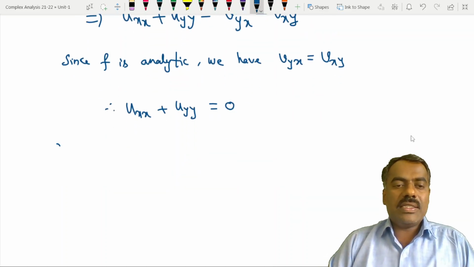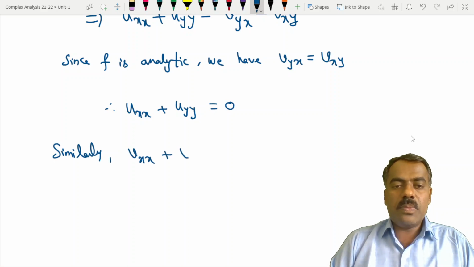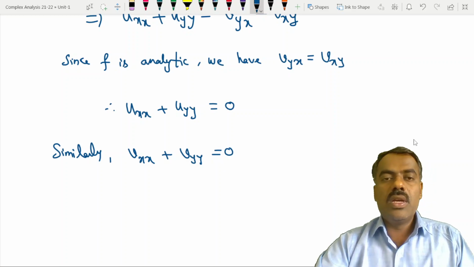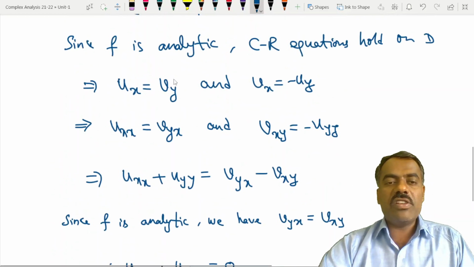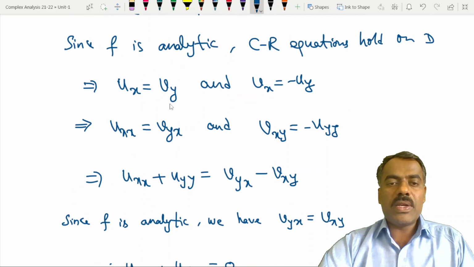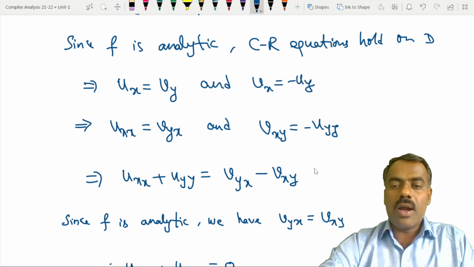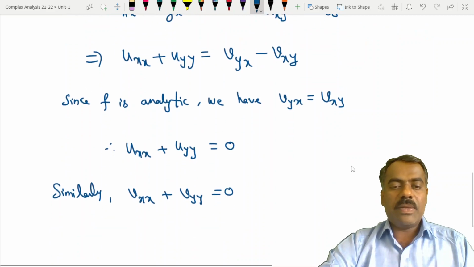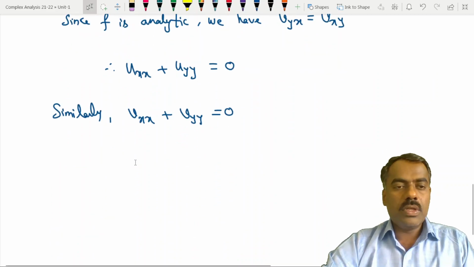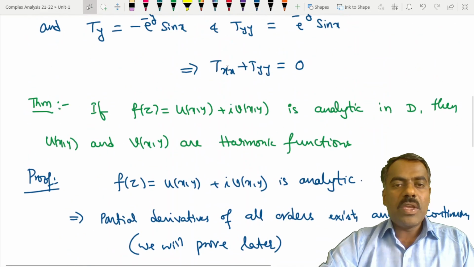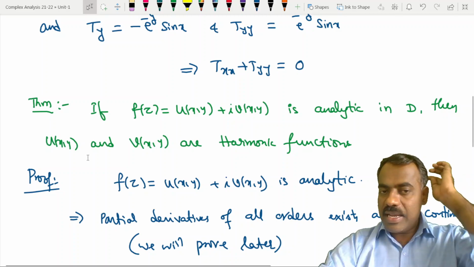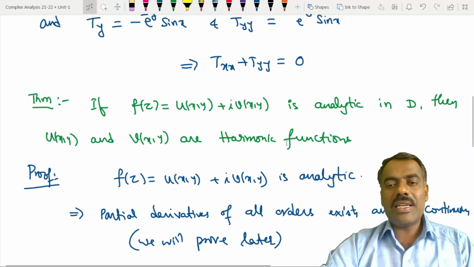Similarly, we get vxx plus vyy equal to 0. Here, in the CR equations, the first one you differentiate with respect to y, and the other you differentiate with respect to x. Then, again, you can interchange the differentiation order, and you will get vxx plus vyy equal to 0. So what this result says is that if some function is analytic in a given domain, then its real and imaginary parts are harmonic functions.